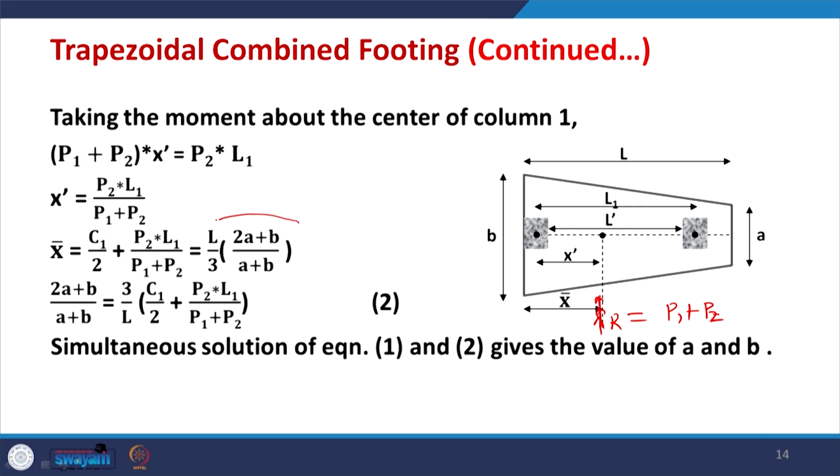So, this x bar should be equal to the centroid. For a trapezoidal footing, the centroid is given by L by 3 into (2a plus b) by (a plus b). Using this equation we get another equation in 2a plus b, whose right hand side is known provided you know the value of L. L1 is already known, it is nothing but the center to center distance between the two columns. So, this second equation is also available, and simultaneous solution of this equation and equation number 1 will give you the value of A and B.